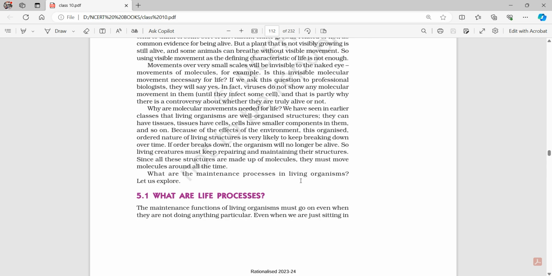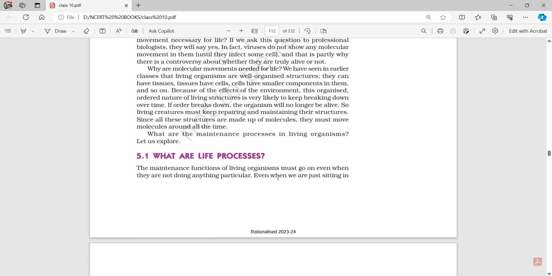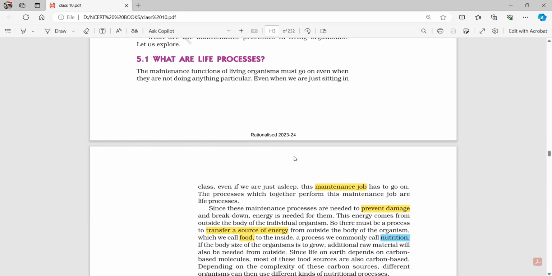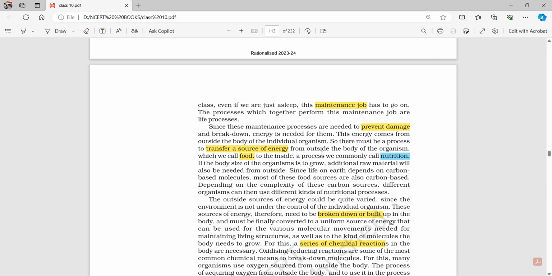What are the maintenance processes in living organisms? Let us explore. 5.1 What are life processes? The functions of living organisms must go on even when they are not doing anything particular, even when we are just sitting in class, even if we are just asleep. This maintenance job has to go on. The processes which together perform this maintenance job are life processes.